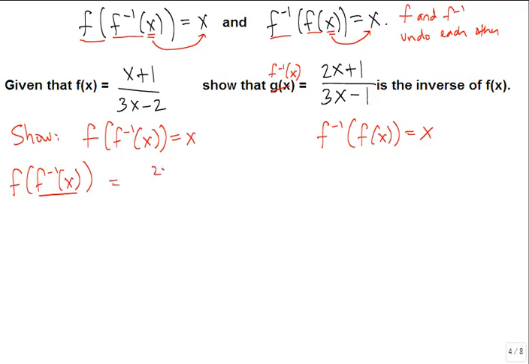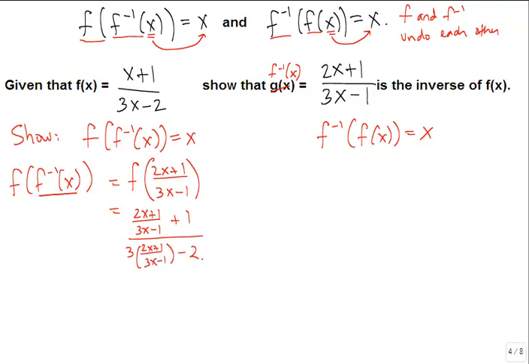So we're going to take 2x plus 1 over 3x minus 1, and that now becomes the input into f's rule. Now, f's rule says take whatever your input is, add 1, and then divide by 3 times your input minus 2. So let's do that. This time our input is this great big fraction. So we're going to take our input, this big fraction, and we're going to add 1. And then on the bottom, we're going to do 3 times our input, this big fraction, and then we're going to subtract 2. So it looks really messy, and now it's going to be our job to try to clean this up.